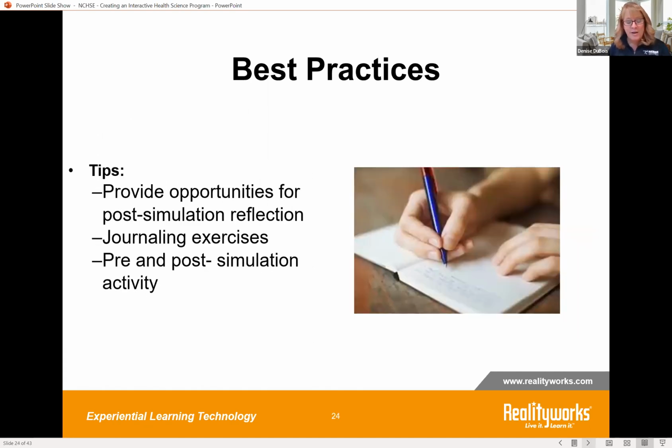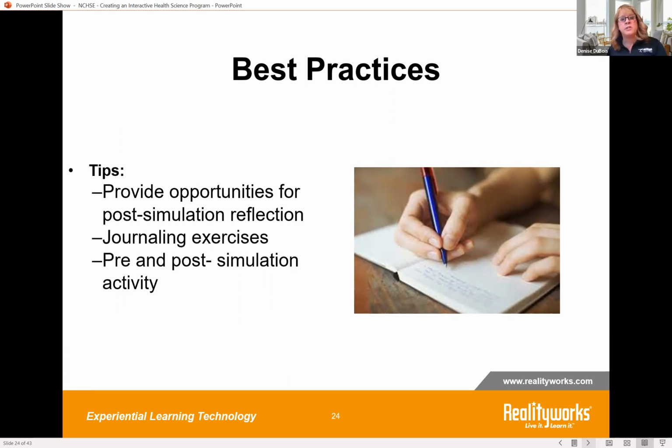Another tip: provide opportunities for reflection after each experience. You can do this as a large group, a small group, or even pairs. It's one of the most impactful ways to use wearable simulators. You always have to make sure you have that debrief built in.